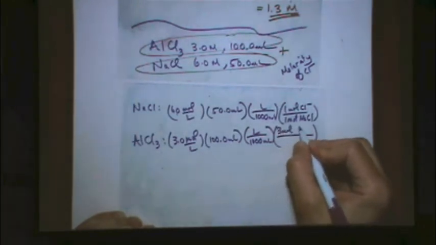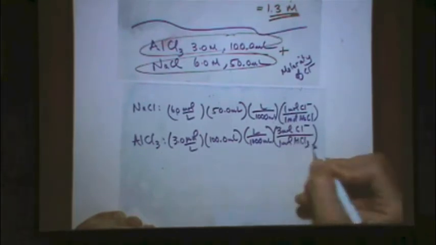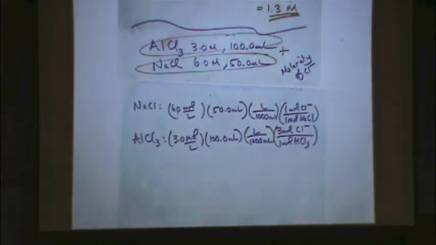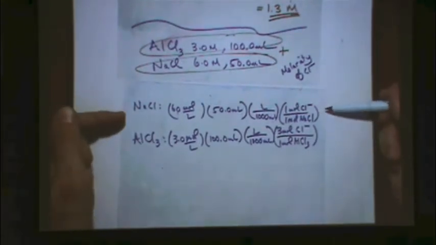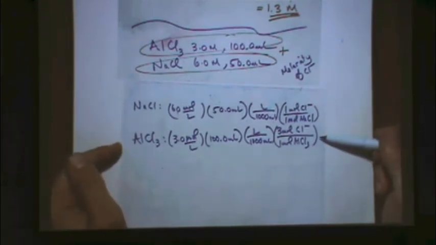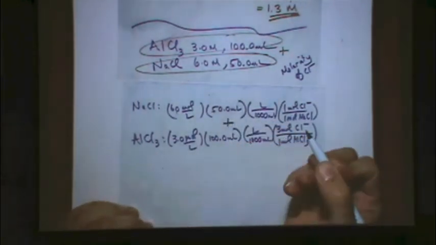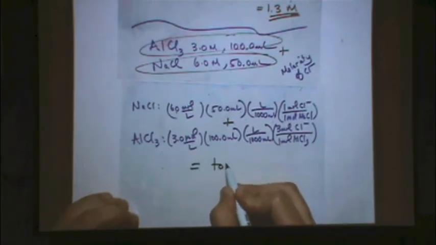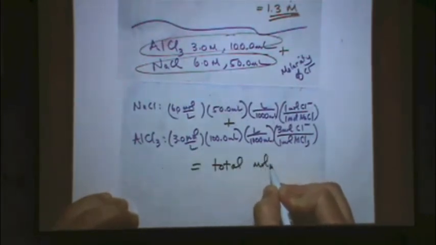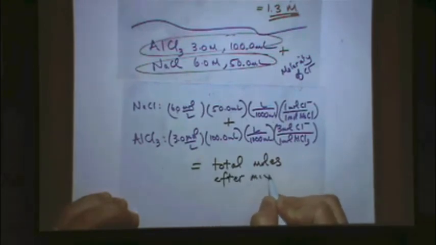3 moles of chloride for every 1 mole of AlCl3, because there's 3 chlorines in every 1 aluminum chloride. The top one is going to be the moles of chloride from the sodium chloride. The bottom one is the moles of chloride from the aluminum chloride. What I'm simply going to do is add these up, and this will equal the total moles after mixing.